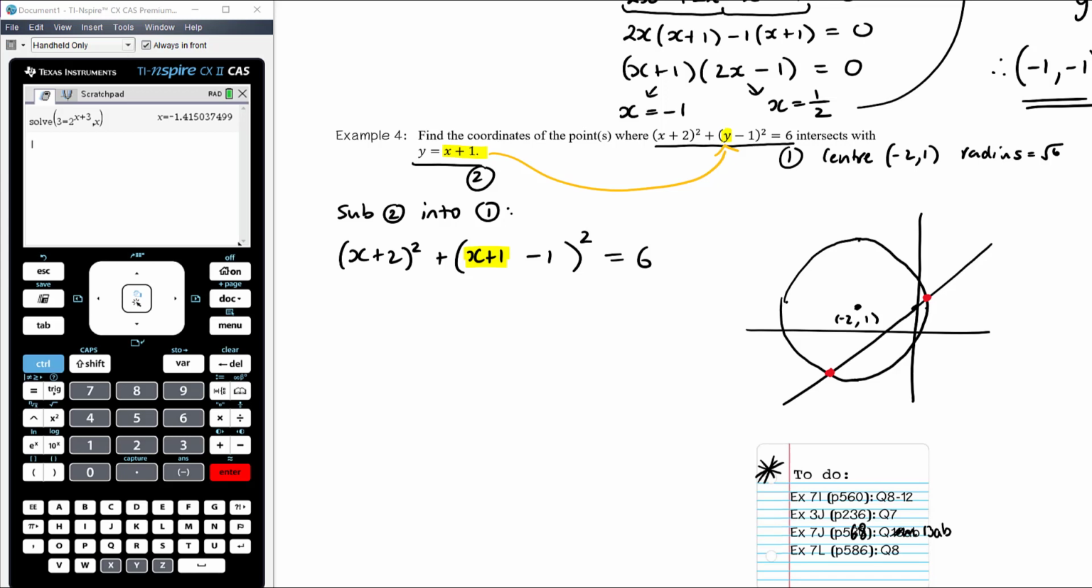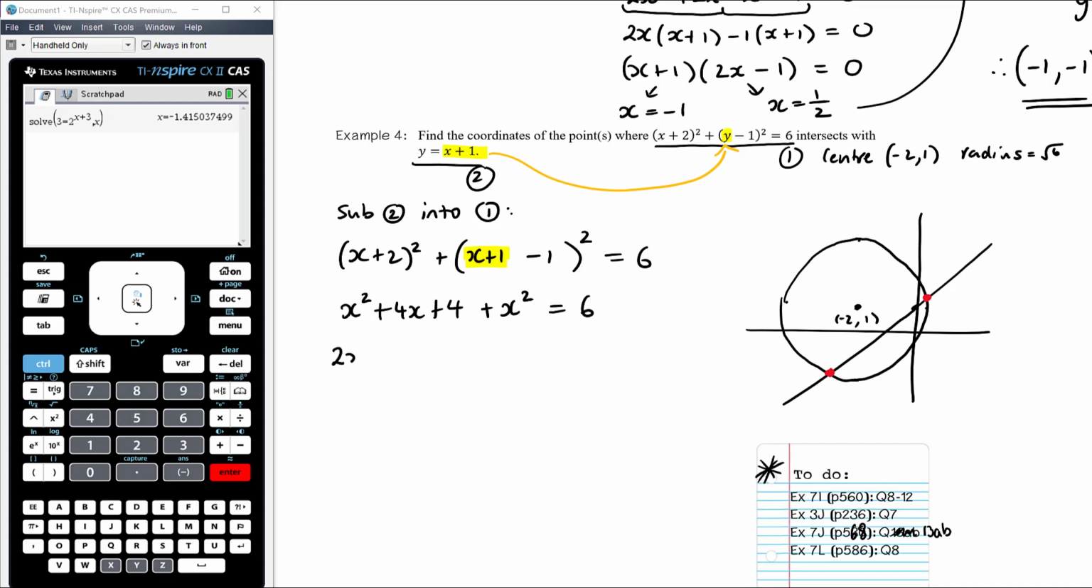So expanding out the first perfect square, (x + 2)² is not x² + 4, in case you were tempted. It's x² + 4x + 4. Remember, expanding out your perfect squares, (a + b)² is a² + 2ab + b². Inside this bracket, we've got x + 1 − 1, so that's just x. So it's just x² there. And that's going to equal 6.